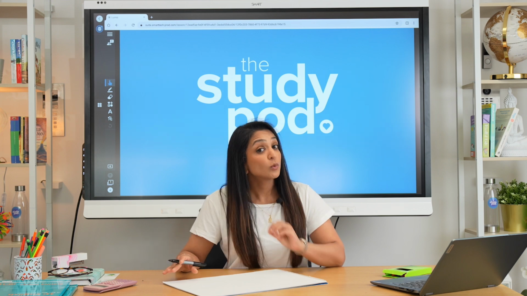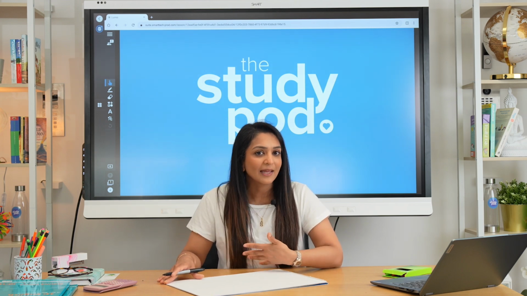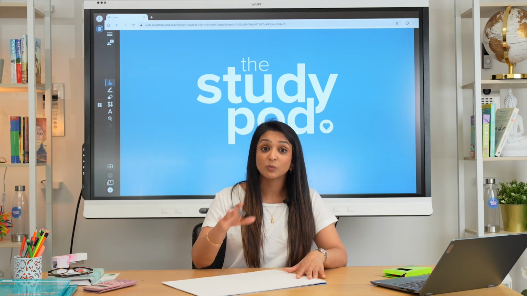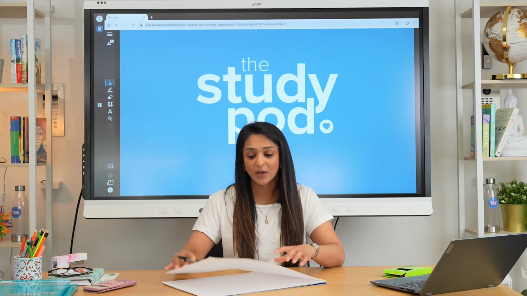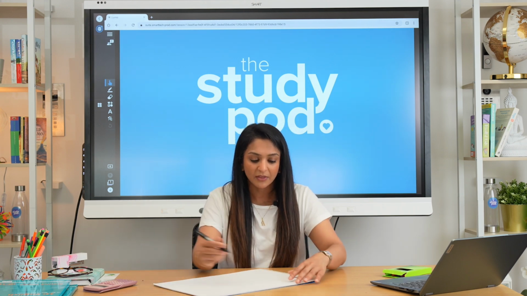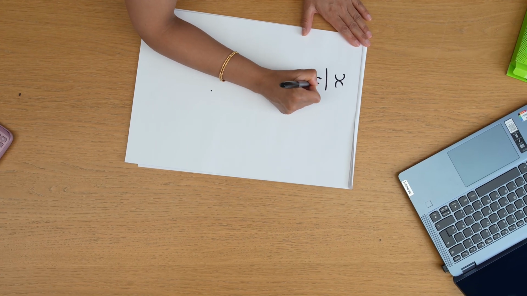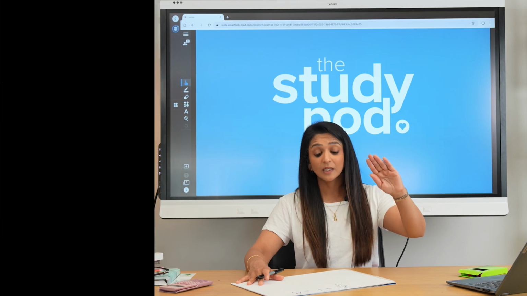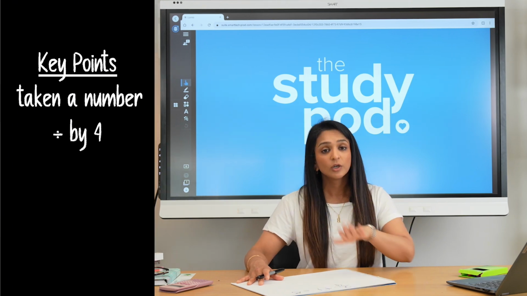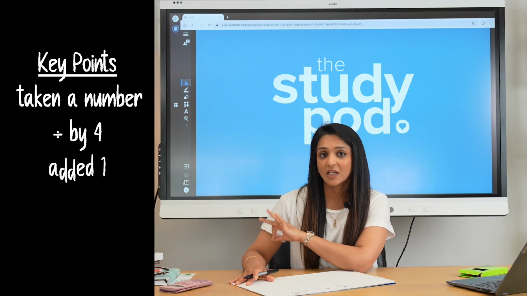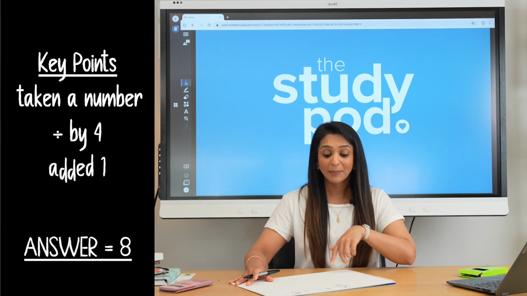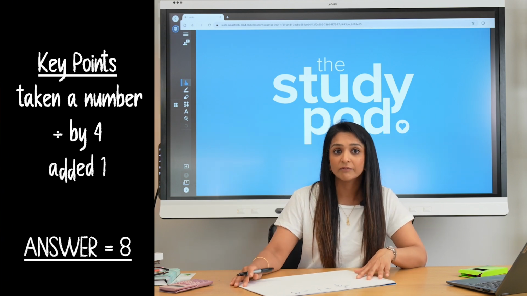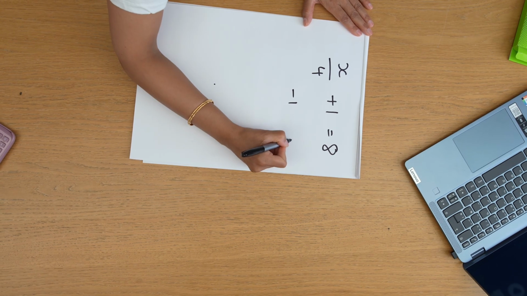So for third example, slightly different this time, we've got a fraction involved. Now that obviously does complicate things a little bit, but because we've just done two-step linear equations, we follow the same method. So we've got x/4 + 1 = 8. So we've taken a number, we've divided it by 4, we've added 1, and that's given us an answer of 8.